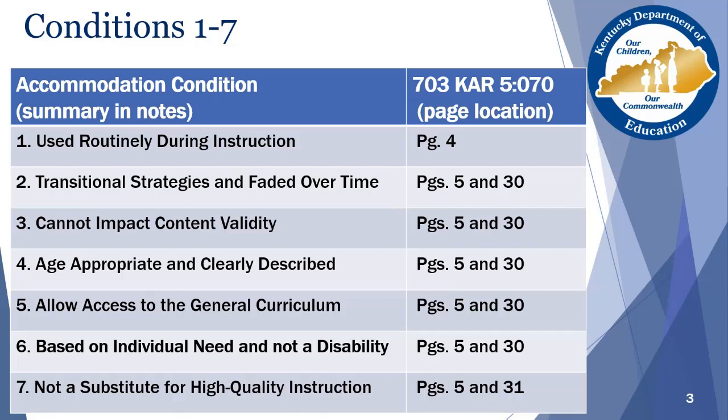For 6, accommodations shall always be based on the individual needs of the student and not on a disability category. An example of that would be emotional behavioral disabilities, specific learning disabilities, multiple disabilities, other health impairments. Those are all specific disability types. Those plans should never be developed around a disability type, but the actual individual needs of that student.